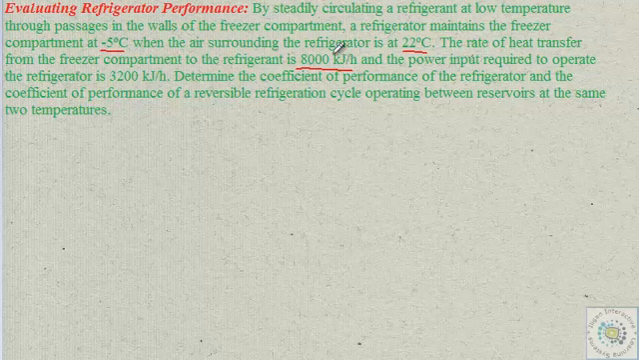Essentially, this is the capacity of your refrigerator. It's able to remove 8,000 kilojoules every hour. Okay, and the power input required to operate the refrigerator is 3,200 kilojoules per hour.